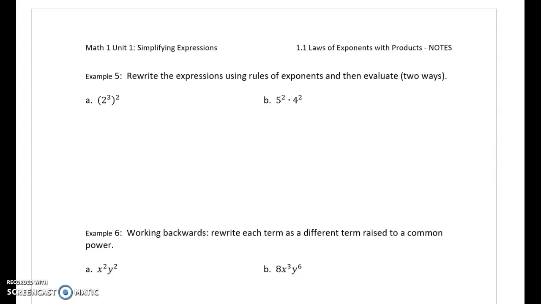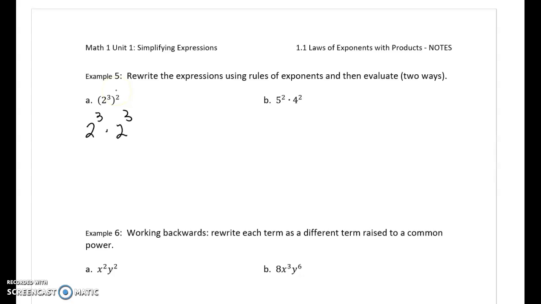Okay, so with these last few examples, we're going to try to put it all together again. Here we're going to rewrite the expression using the rules of exponents and then evaluate it in two different ways. Okay, so here we have 2 cubed squared. A couple different ways we can evaluate this: we can rewrite it as 2 cubed times 2 cubed, right? And that's what it means to square something. We're going to multiply it times itself.